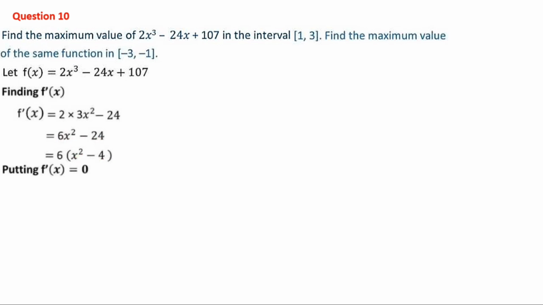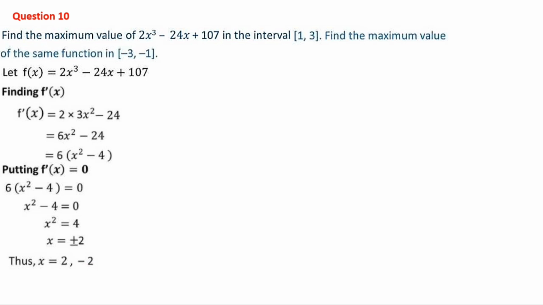Then equating with 0, 6 into x square minus 4 is equal to 0. Then x square minus 4 equal to 0. X square is equal to 4. Then x is equal to root of 4, that is plus or minus 2. X is having two values here. X is equal to 2 and x is equal to minus 2.